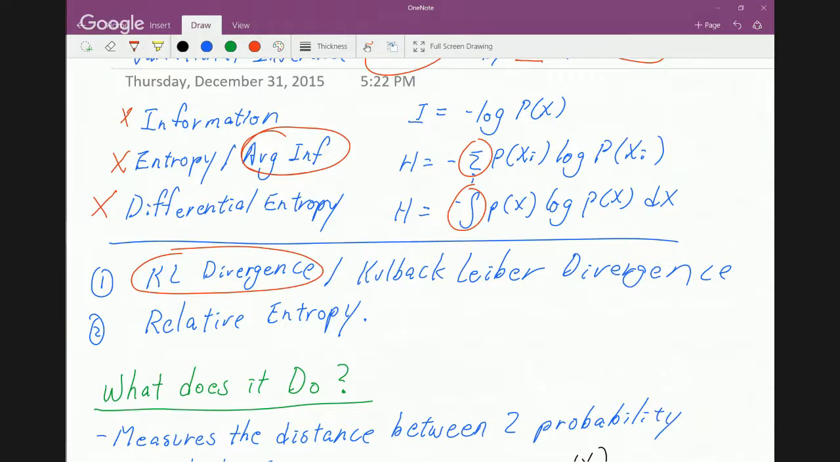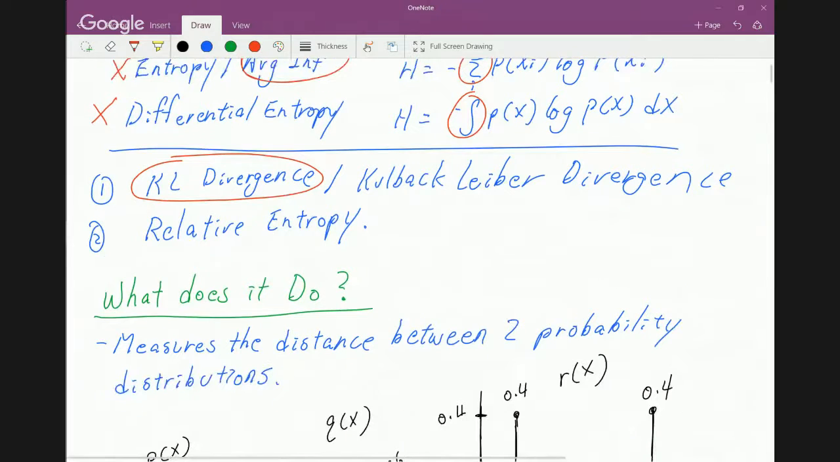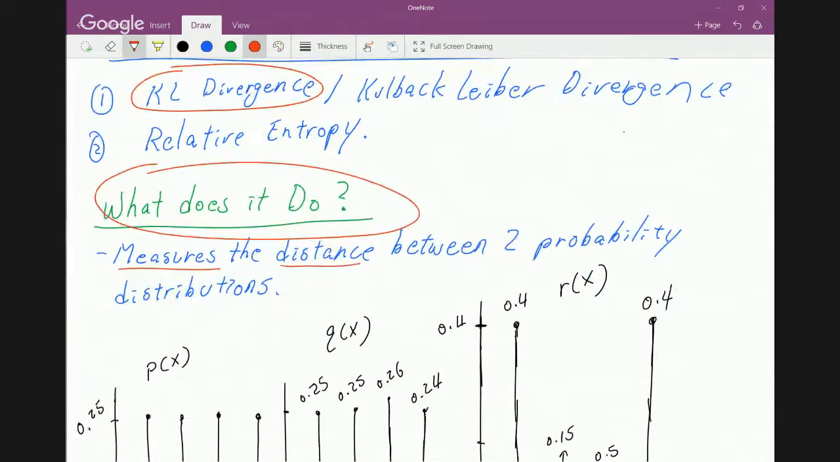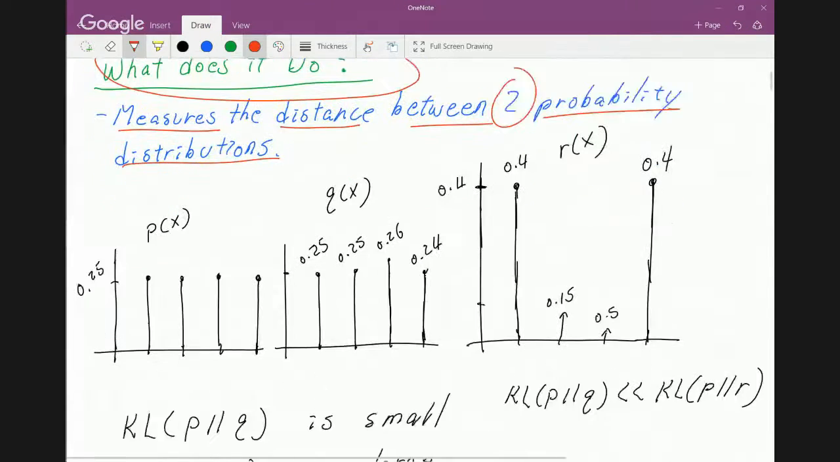Now, most of the time people call it KL divergence, but I'm going to also tell you another name called relative entropy. Now, this is a much more descriptive name of what it's actually doing. So, what does it do? That's the real question. Well, it measures the distance between two probability distributions. So if you have two distributions, if they're very similar, the distance between them will be small because they're close to each other. If they're very different, the distance between them will be far away.